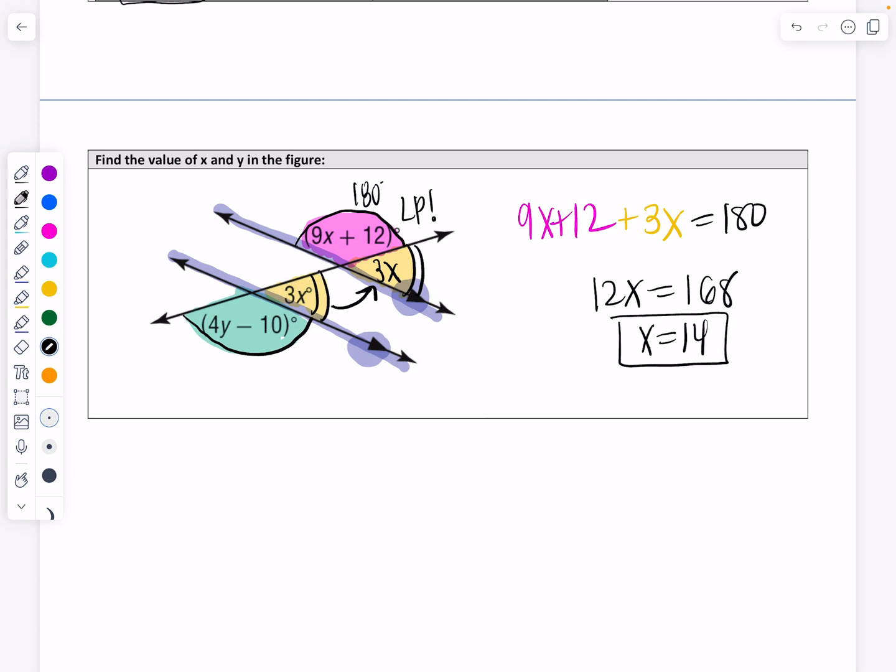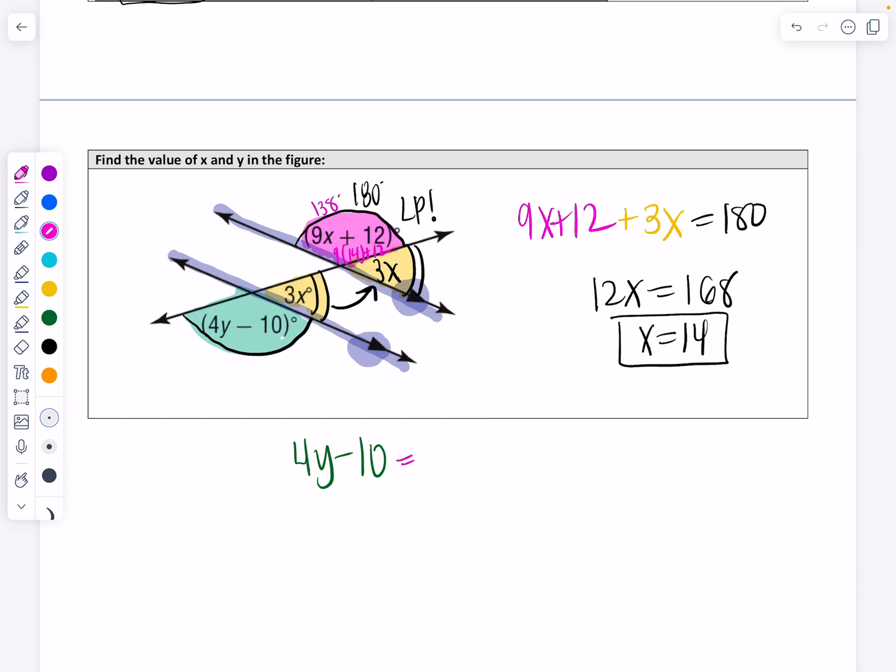So this is our two-part. We need to find the two things that are true. So x is 14. How do I solve for y? Well, you can plug it into any expression that has an x in it. I'm going to plug it into the pink because the first thing I notice is that the green is obtuse. So I want to know, well, what is 4y minus 10 as a whole? Well, the way that you do that is you can go, okay, well, that means that this is 9 times 14 plus 12. What is 9 times 14 plus 12? That gives me 138 degrees here.